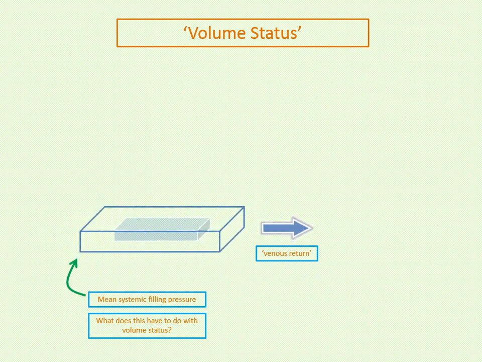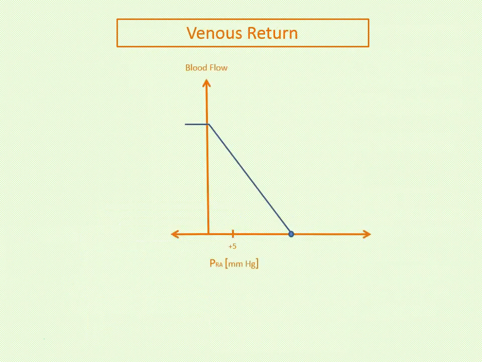Similarly, if you were to shrink the blood volume relative to the container size, you would diminish that mean systemic filling pressure and you'd lower the venous return. And so all of those processes can be demonstrated on the venous return curve.